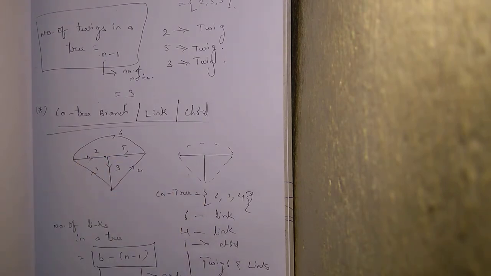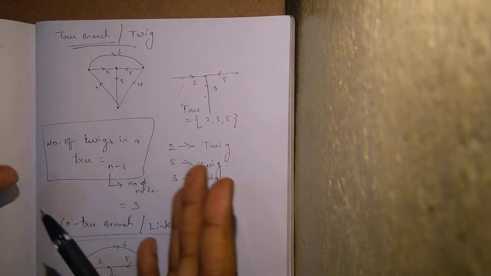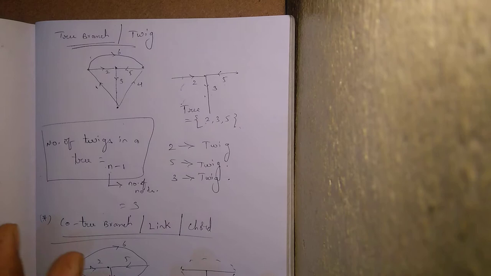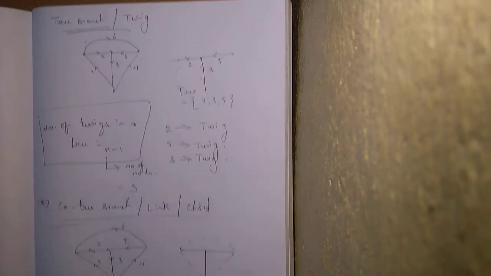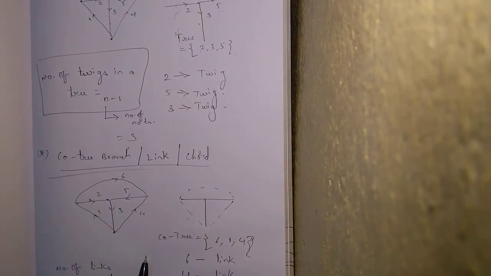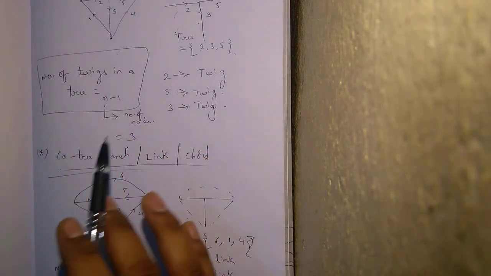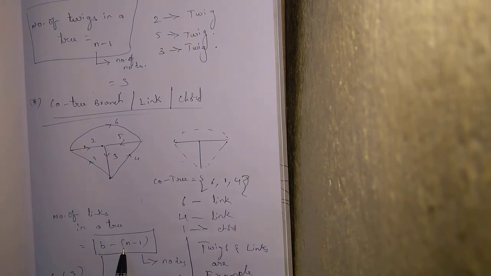But we cannot guarantee that every time we get the number of links and number of twigs the same. These are example specific. If the example changes, the number of twigs and number of links may also change. Sometimes number of twigs may be 4 and sometimes number of links may be 5. These are based on the example. They are not fixed. That is what I mean to say. Example specific means these twigs and links depend on the example. They vary from one example to another. Okay, so this is the expression for finding the number of links or number of chords.